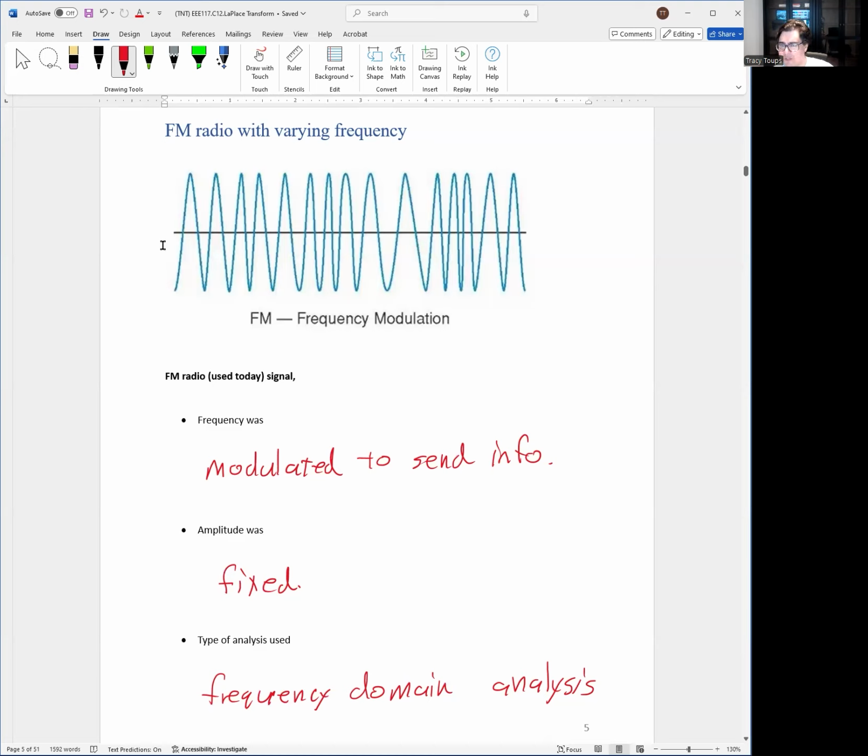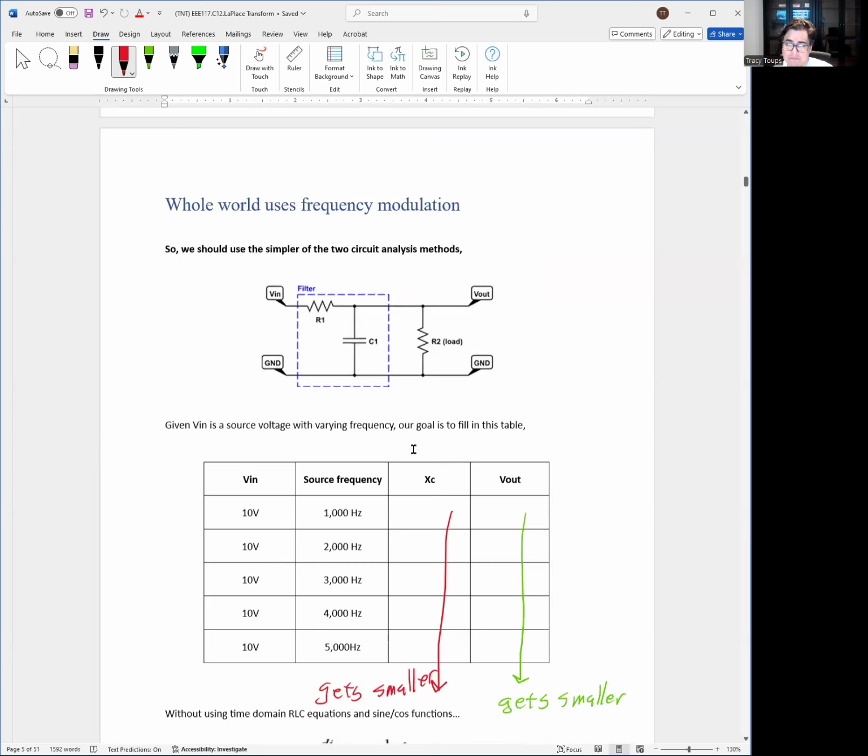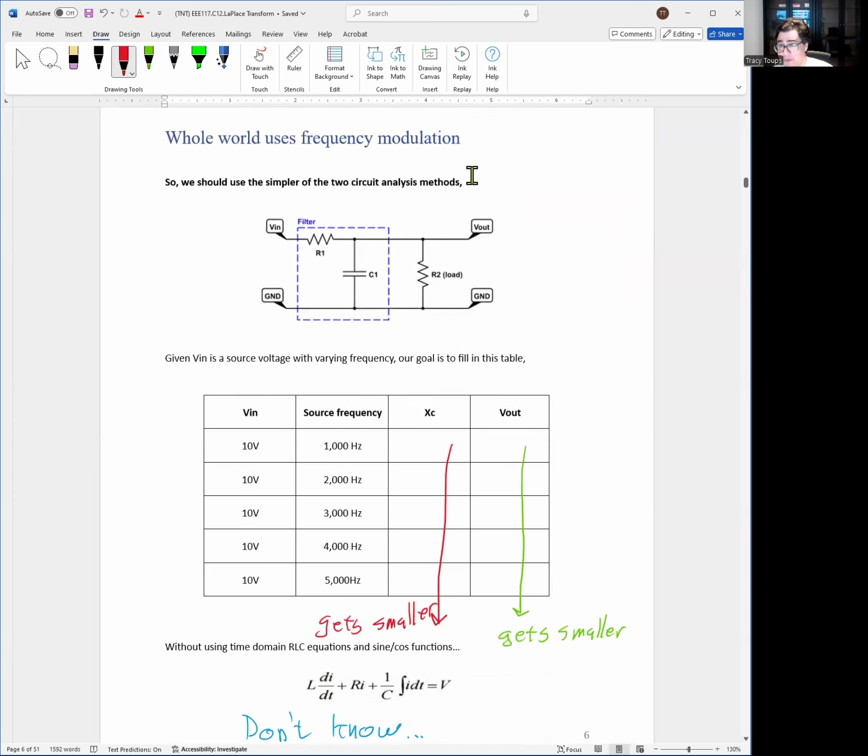So it's really hard to use time domain analysis to figure out what's going on. But the frequency is changing quite often. So naturally, looking at the frequency variation, we should use frequency domain analysis for FM radio, right? That's an example of when you would use time domain and when you would use frequency domain for analysis.